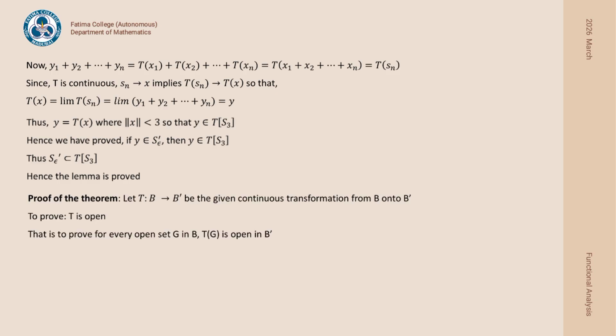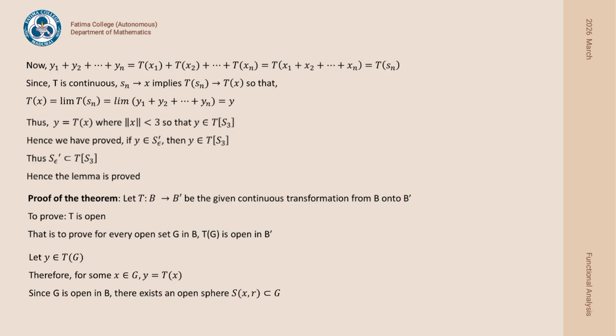Now, let us prove the theorem. Let T be a mapping from B to B dash. As T is a continuous linear transformation, we will prove T is open. To prove T is open, it is enough to prove that for every open set G in B, T of G is open in B dash. So, to prove T is open, we have to take an open set G in B and we have to prove T of G is open in B dash. Let us take y to be a point in T of G. Therefore, for some x belongs to G, we have y is equal to T of x.